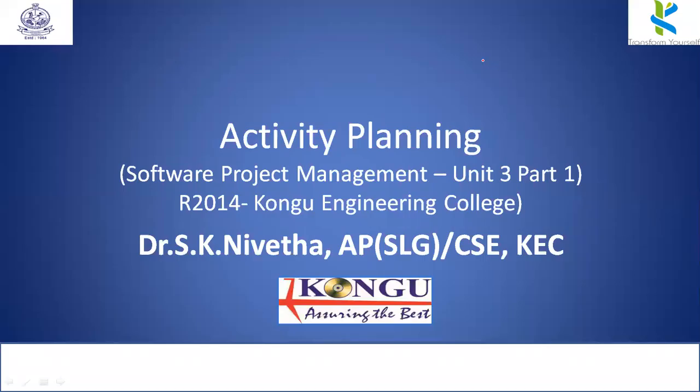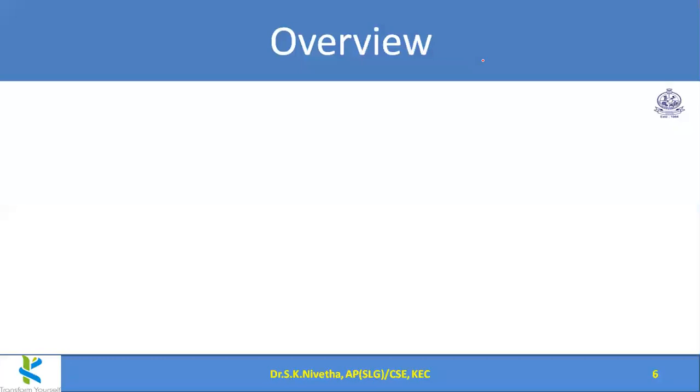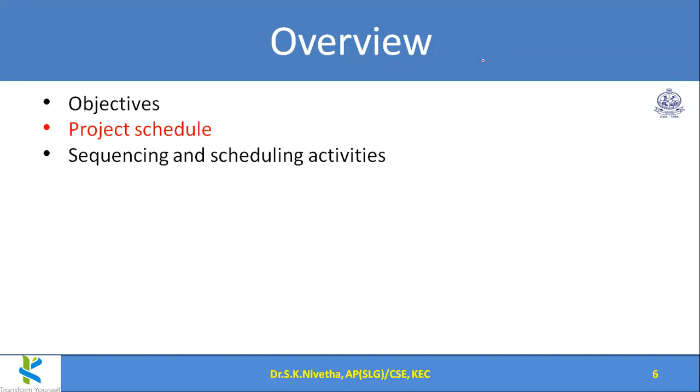Activity planning is an important task in software project management. So it contains the objective of doing activity planning, how do we derive the project schedule, and how do we sequence and schedule the activities and its importance.